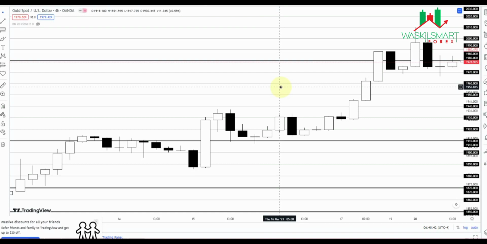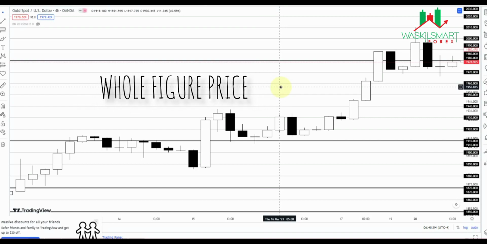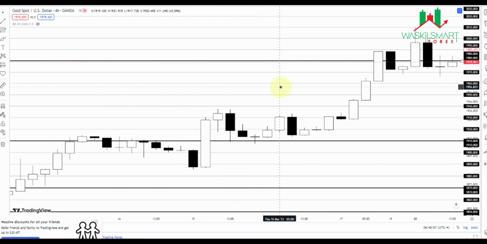My definition of the psychological level is that it is the whole figure price, the point of price where the market actually reacted from. This psychological level is talking about a whole figure. In gold now, a $2,000 price is different from 1980. The 1980 is not more of a whole figure. The market returning from there can be by luck, but the market returning from a $2,000 price is more of a whole figure. It is called a psychological level.